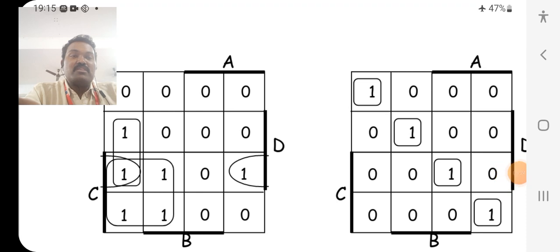Then next one, framing a group. So this is the simple structure of a 4 variable K-map. In a 4 variable K-map, there are 16 cells in total. Inside the cells I am marking the function values.